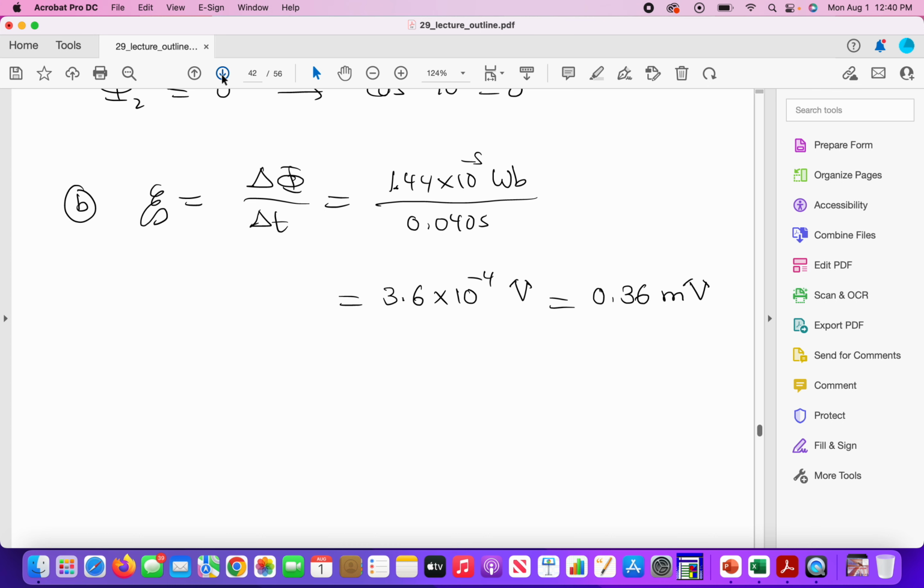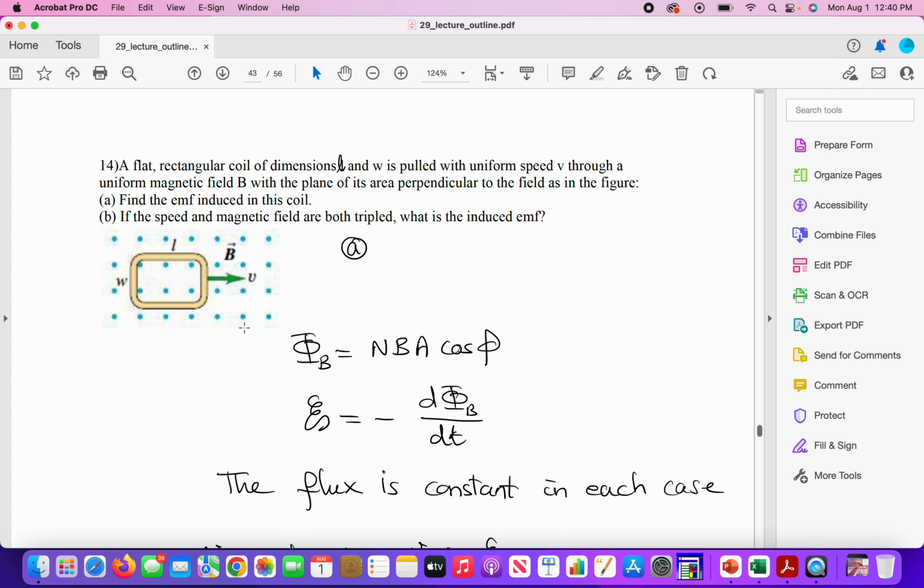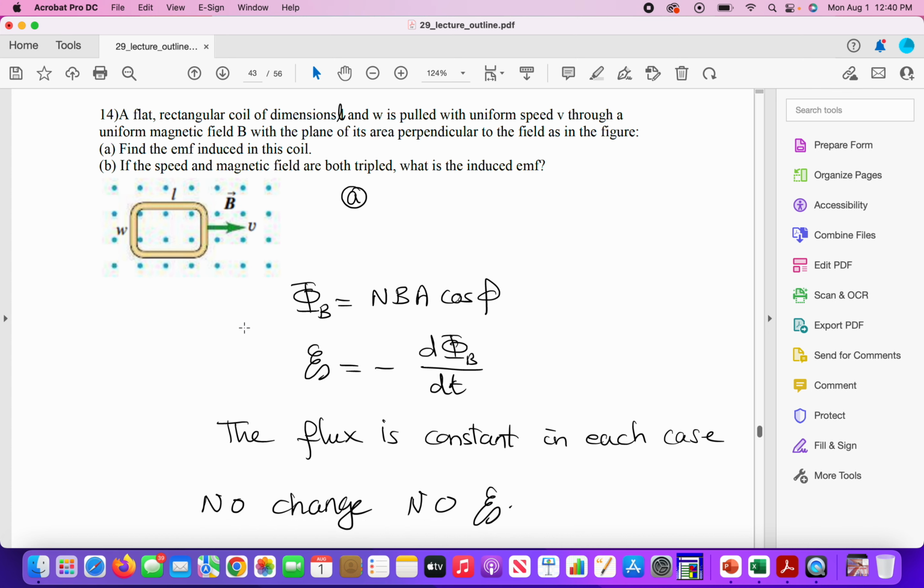Now I'm going to move to the second one, where I have a flat rectangular coil of dimensions L and W, length and width, pulled with uniform speed v through a uniform magnetic field with the plane of its area perpendicular to the field, as in the figure. Find the EMF induced in this coil if the speed and magnetic field are both tripled. What is the induced EMF?